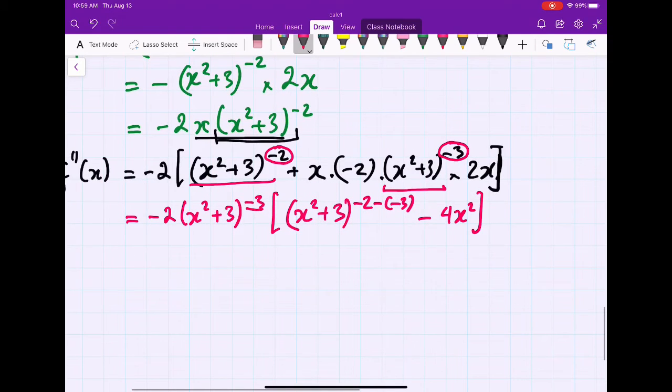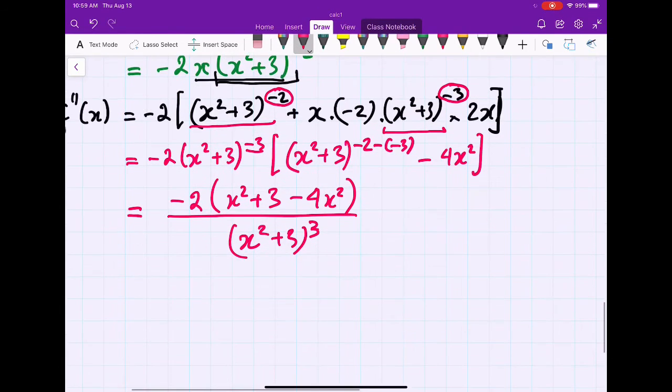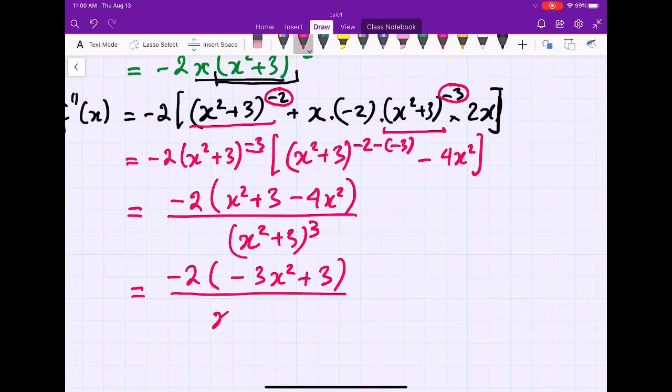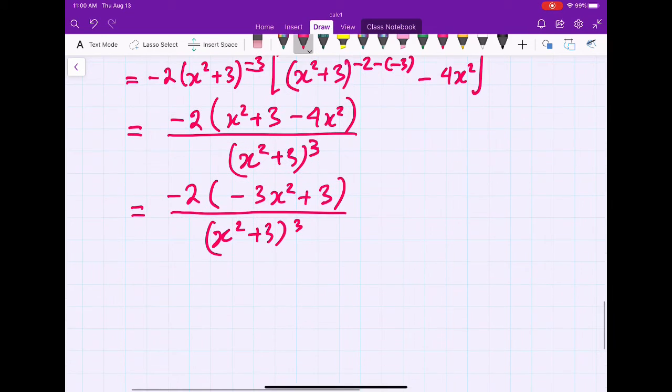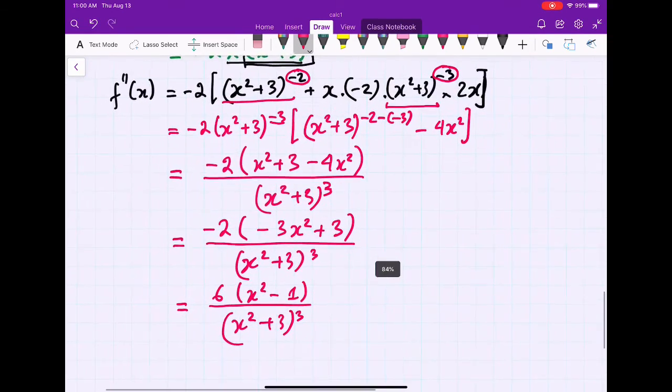Does that make sense? So I can rewrite as follows: negative 2, okay, I have (x squared plus 3) to the 3. And then here I have x squared plus 3 minus 4x squared. I simplify this, I get negative 2, and then negative 3x squared plus 3 over (x squared plus 3) cubed. I will take negative 3 out, so I get 6 in here, and then (x squared minus 1) over (x squared plus 3) cubed. So my second derivative looks really good, right?